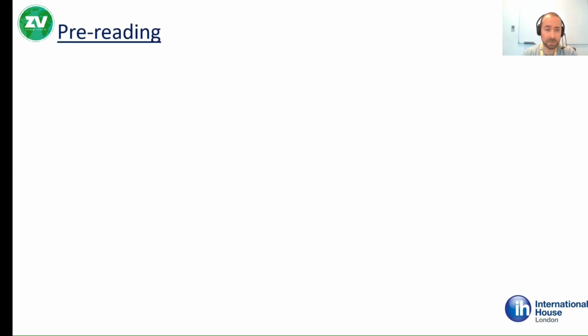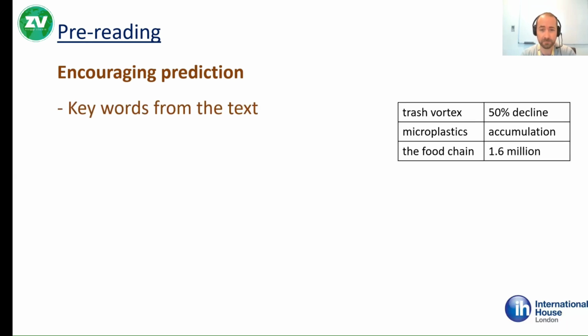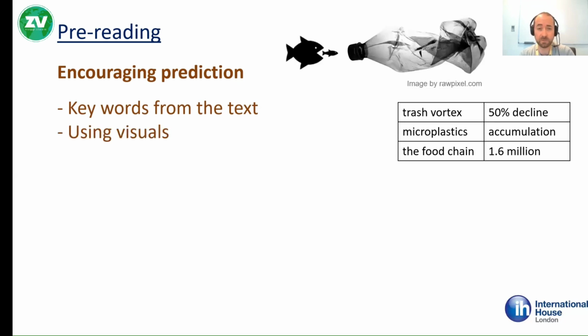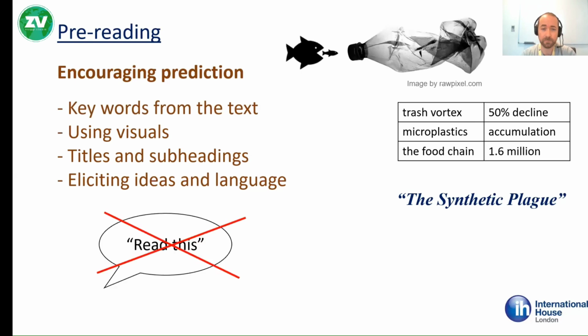One suggestion might be to encourage some prediction. For example, looking at key words from the text. And using visuals. Using titles and subheadings. And eliciting ideas and language from the learners. So we never just say, read this, we try to give an incentive to read.